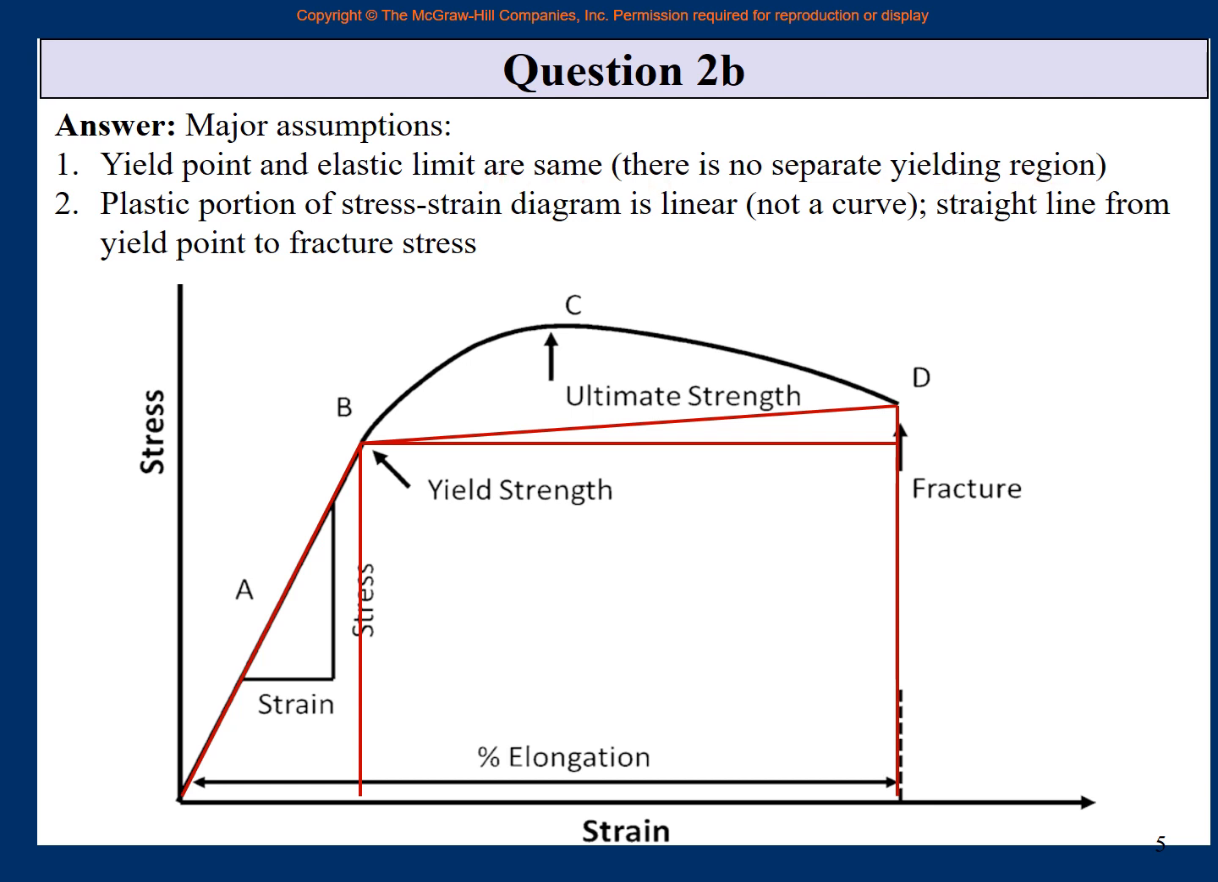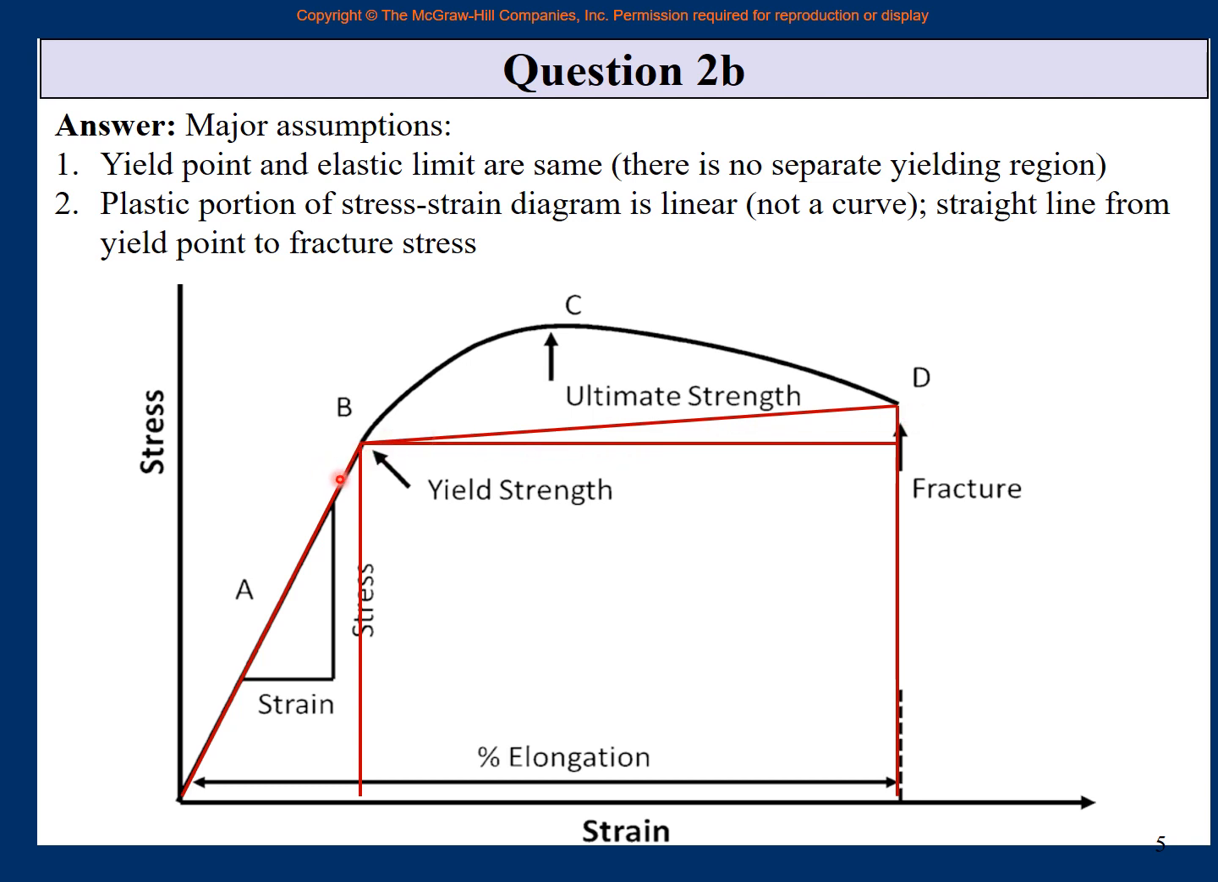Remember, on the previous page we showed you that sometimes in real materials the curve goes down a little after yield and then comes up a little, so there is a yielding region. If it is there, then we can't solve it easily. So the first assumption is that the end of the elastic region and the beginning of the plastic region are the same point. Second, the plastic portion of the stress strain diagram is linear, not a curve. So there is a straight line from yield point to fracture stress. So these are the two assumptions.